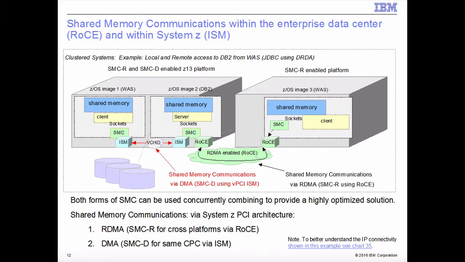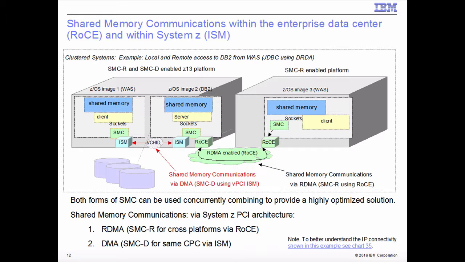Now you'll see the big picture view of what it looks like if you combine the solutions. You'll note on this chart that there's a reference to another chart, chart 35. When we get there, it's just another view. It's kind of a view of the IP topology of the view you're seeing here. What you have is combining RoCE and SMC-R and SMC-D together. The protocols do work together, and they dynamically determine which form to use.